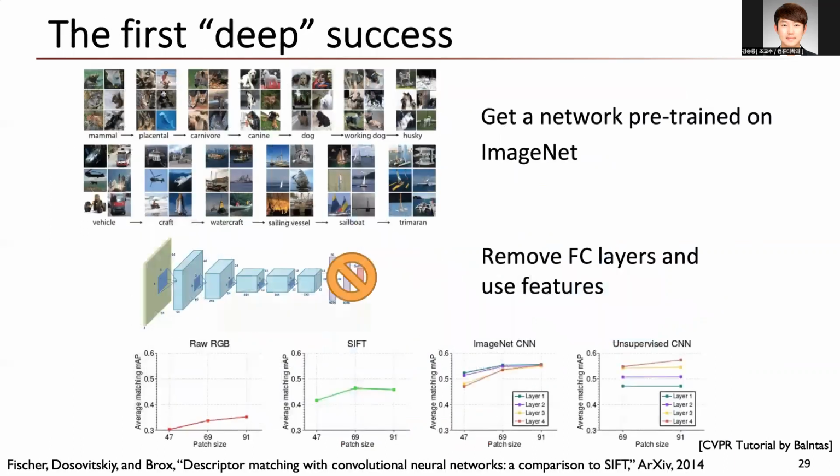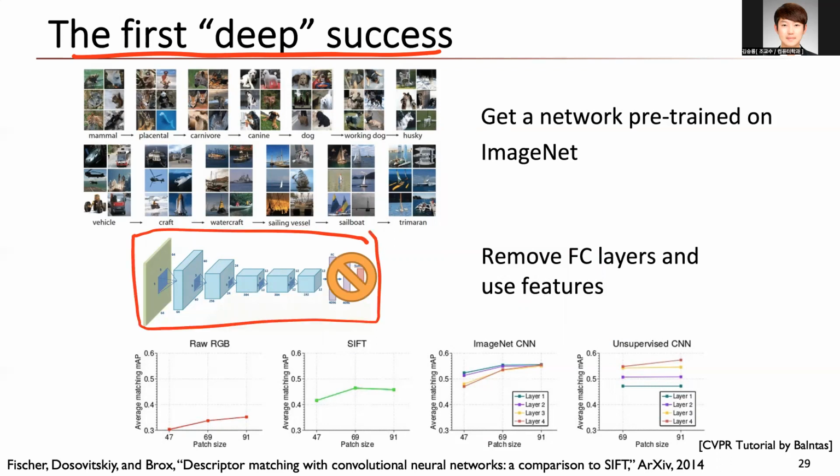But anyway, after the deep learning evolution, many researchers tried to formulate a deep neural network-based image matching model. The first deep success was the paper "Discriminative Matching with Convolutional Neural Network, comparison to the SIFT" in 2014. What did they want to do? If we have a pre-trained image classifier model, and we remove some remaining part, we can achieve the backbone feature in terms of the feature vector. It looks like this.